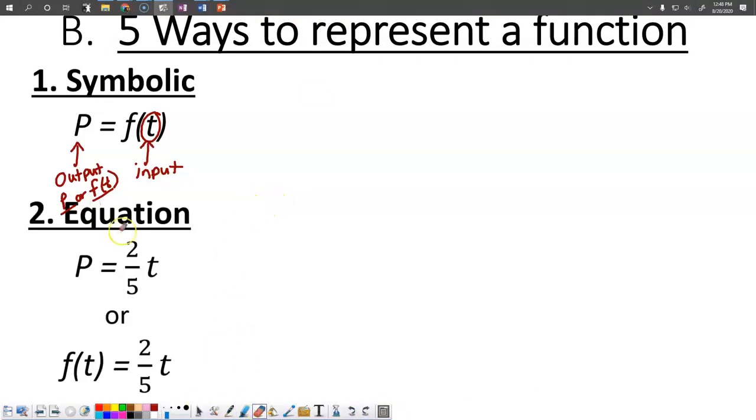You can also represent a function. A function can be represented as an equation. Okay, so I'm going to erase this to make some space, but you guys want to make sure you're adding these notes as we go.